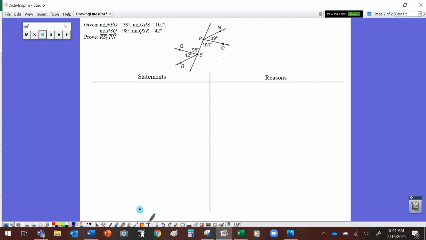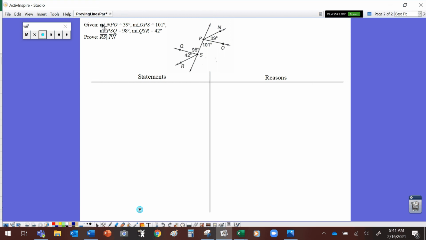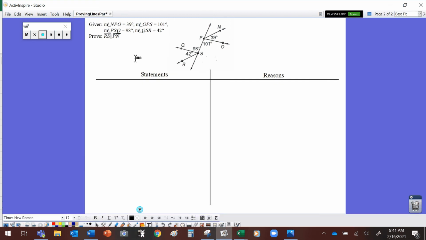Well, let's start from this. We always know one place that we can always begin. We're going to have to list our given information. So I'll tell you what we're going to do. Since I can do this right here, I'm going to copy all of this and list it as my given. So statement number 1 is always going to be that given information.